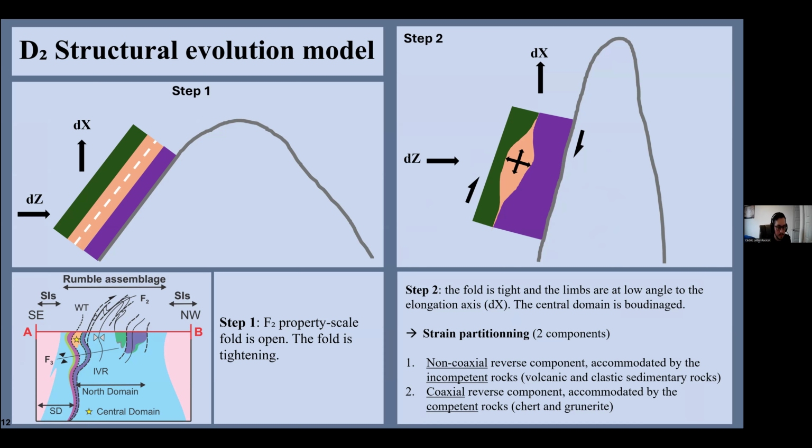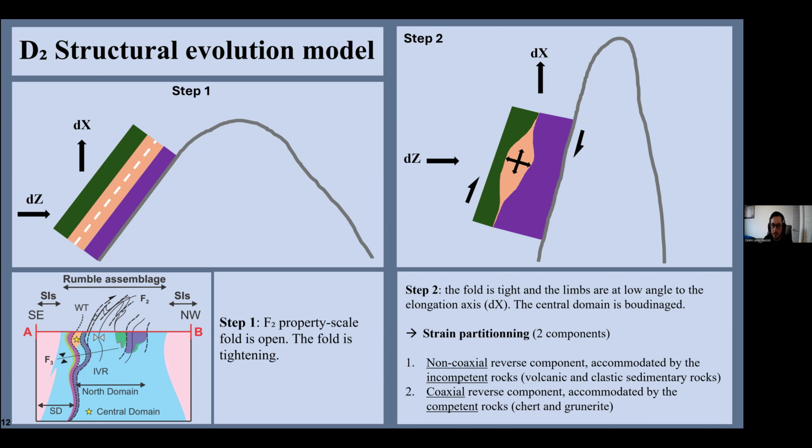So here it goes. It's a two-step model where the first step, here we can see the property-scale fold, the F2 fold that I traced here with Whale Tail at the limb, with the south and north domains in volcanics and the Churchill domain in the center in orange. The fold is open, and the strain axis, the elongation axis, is still at a high angle to the limb. So we don't have boudinage yet, but we could have shearing.